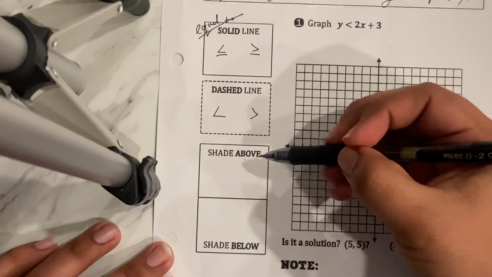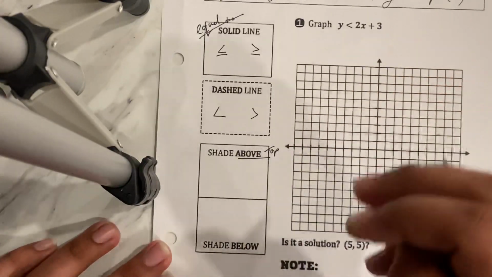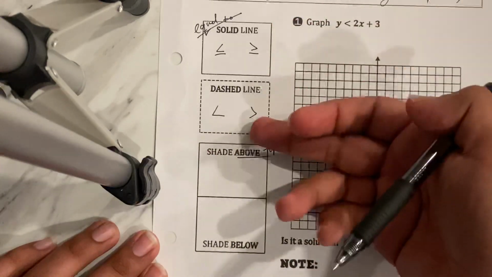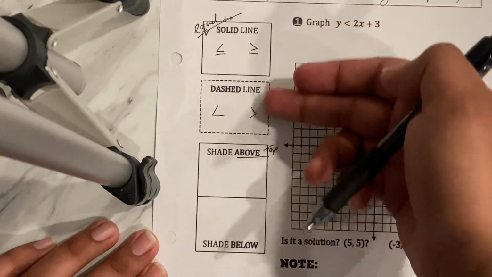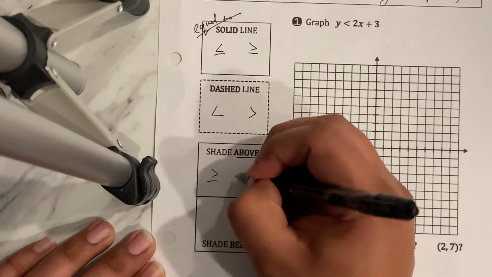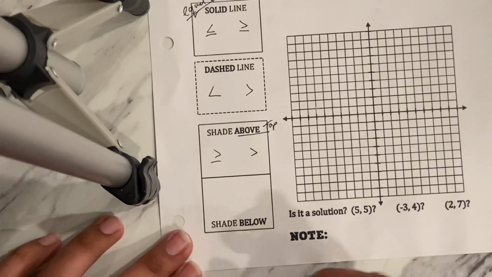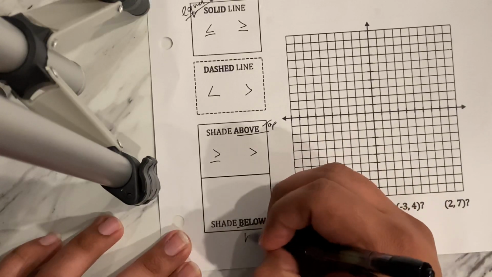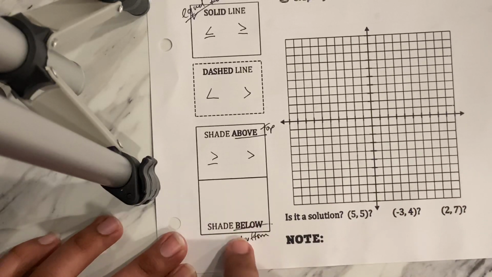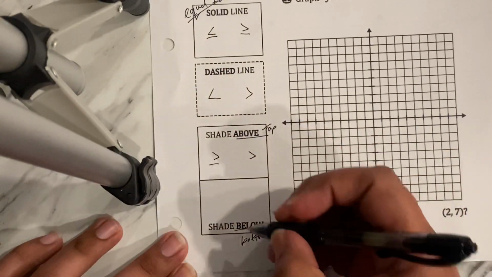Shading above. Above is on top. Make that little note for yourself. Of course, if we're talking about less and greater, the greater is going to lead us to wanting to shade on the top. Greater than or equal to, and greater than. Below, if you're not sure, below is the bottom. And of course, since it's the bottom, we're not doing greater than, we're doing less than.